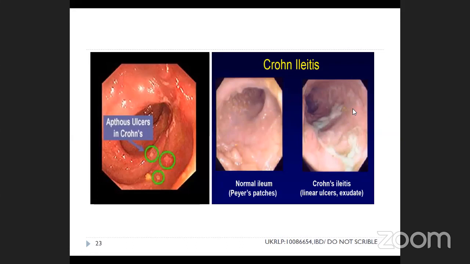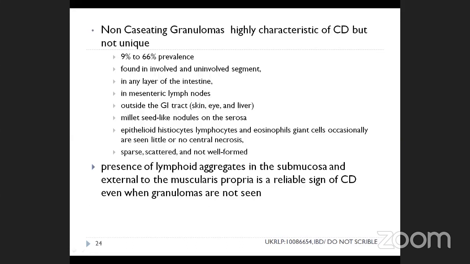So the classical feature of Crohn's disease is non-caseating granuloma. It is present in 9% to 66% of the population. It has been found in both involved segments of Crohn's disease, sometimes in uninvolved segments as well. The most important thing is it can be present in any layer of the intestine. It can be even in the muscular layer or the serosal layer.